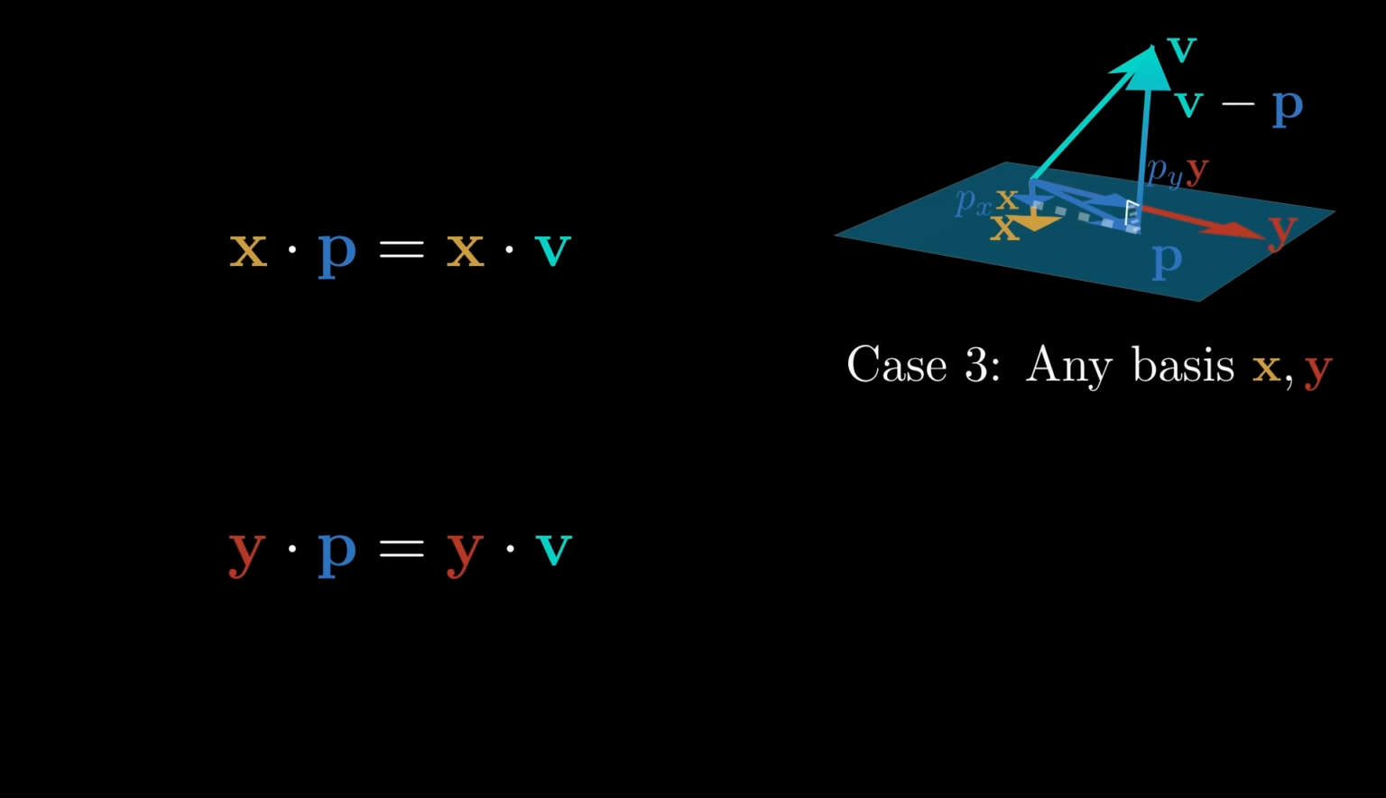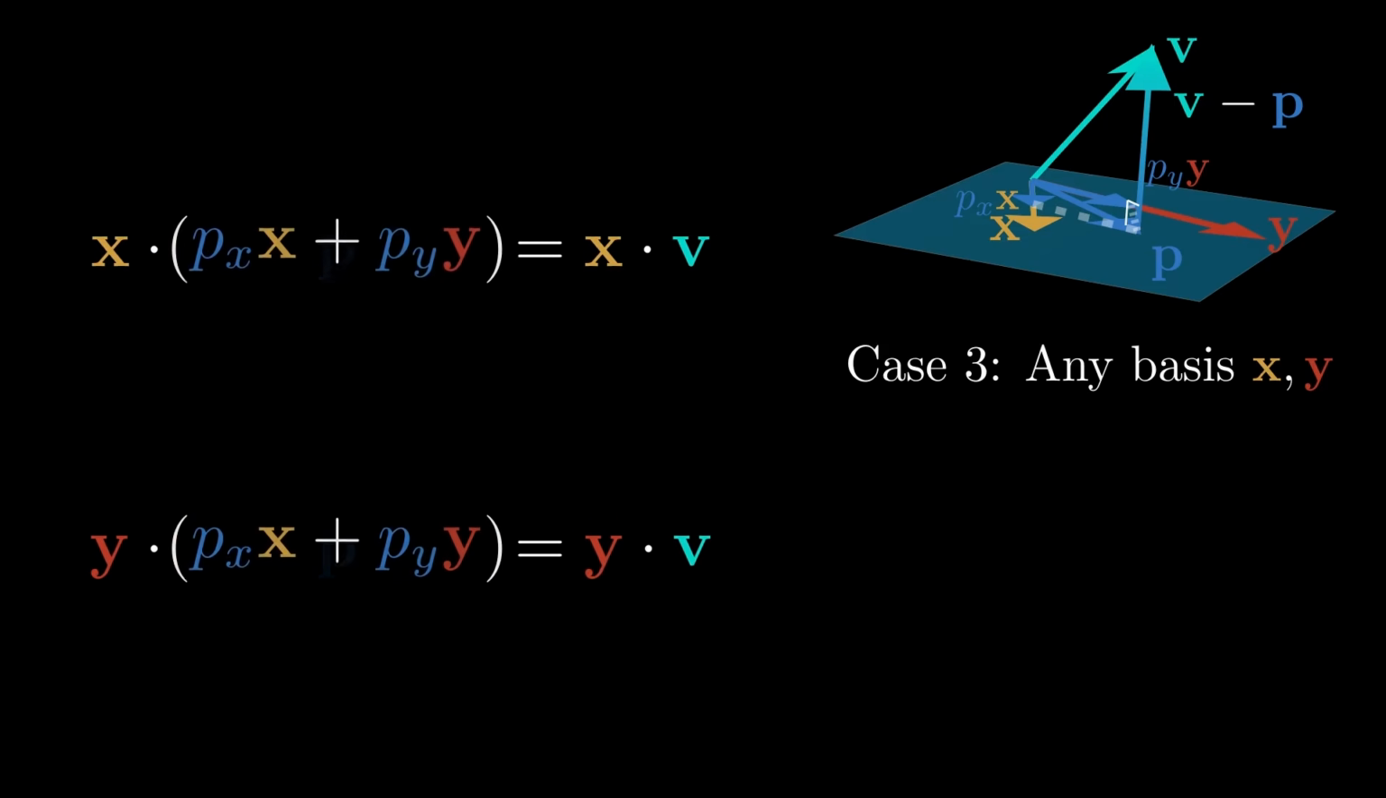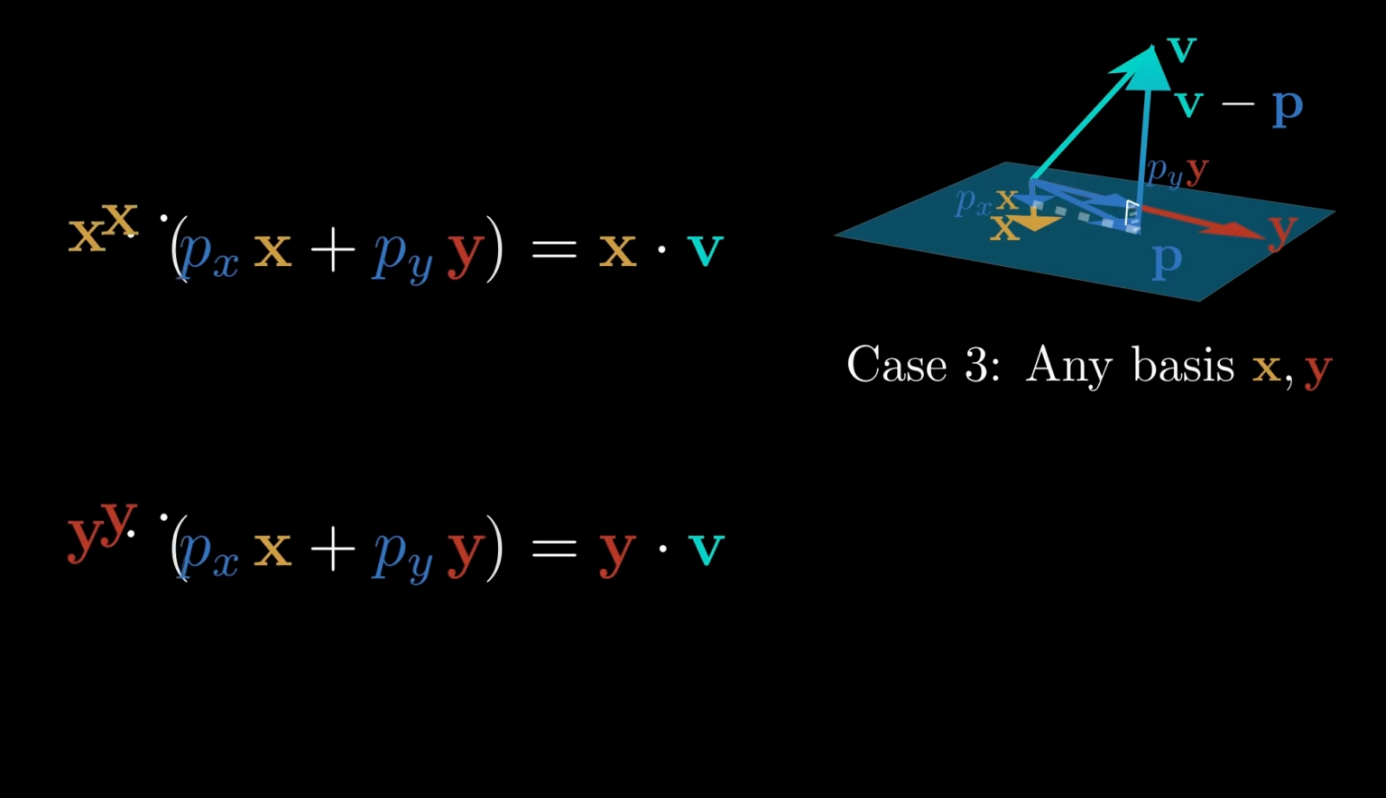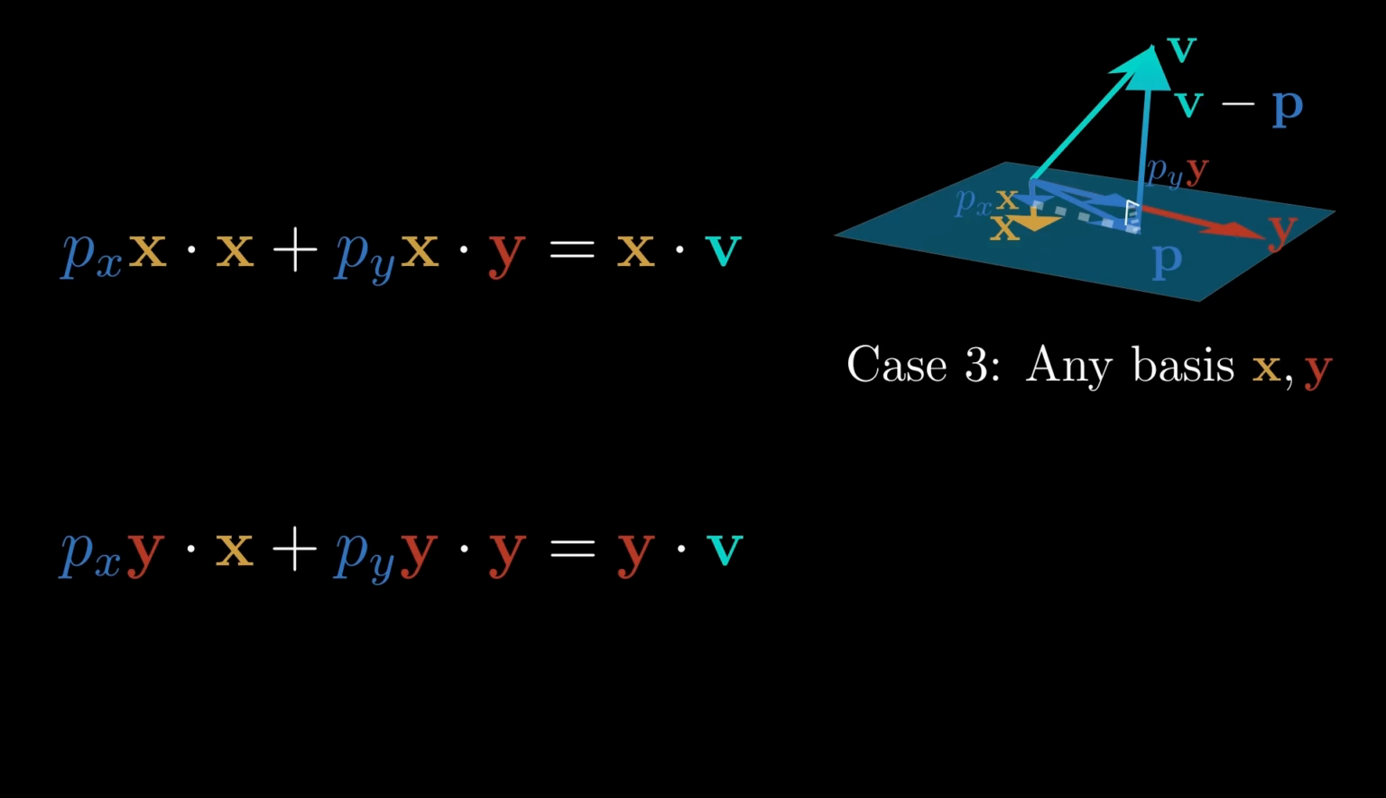And we can still break our projected vector down as a sum of components along x and y, and substituting that in gives this. Distributing the product gives us the full equations again, but this time, unfortunately, nothing is going to cancel. So what we have here is a system of two linear equations with two unknowns, which are the components of p. Fortunately, there's a standard linear algebra approach for dealing with these. Collect the terms into matrices, then solve.